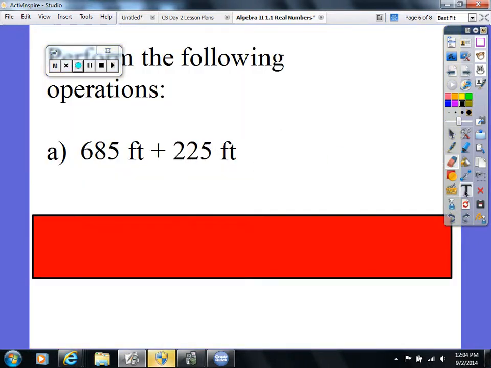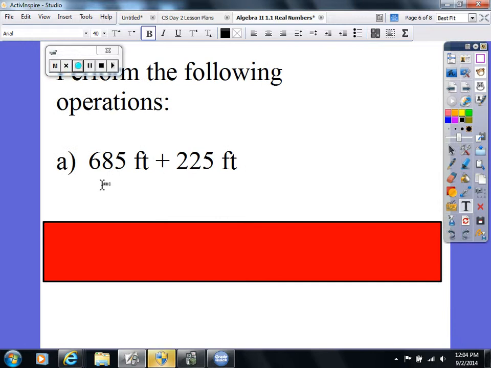Go ahead and take a second and figure out your answer to letter A here. If you gave the answer 910, you were very close, but you also need feet to be added with that. Make sure you always label in this class.